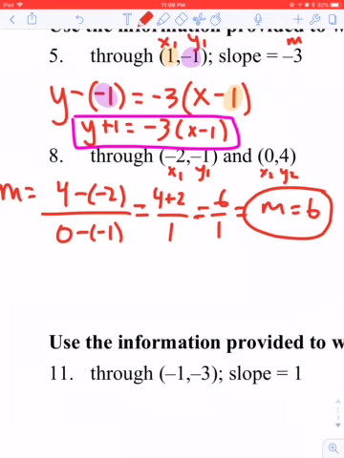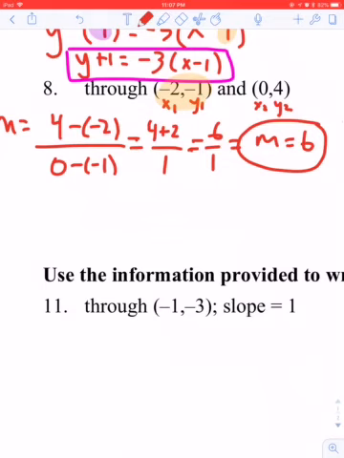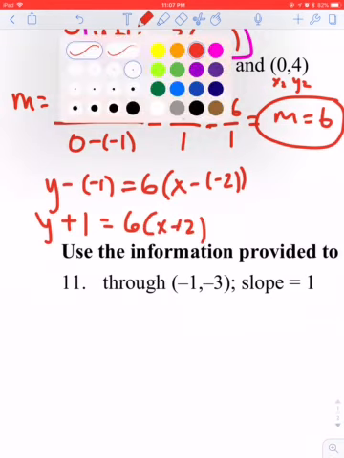So now once we have the m, we can put it into your point slope form. We already labeled our x1, y1 right here, so we don't need to label anymore. So y minus y1 is equal to your m, which is 6, times x minus x1. x1 is -2. So then let's simplify this. y plus 1 is equal to 6 times x plus 2. And again, leave your answer just like that.